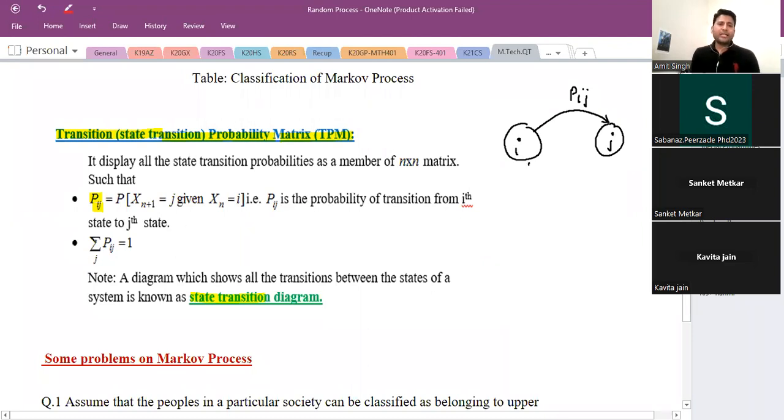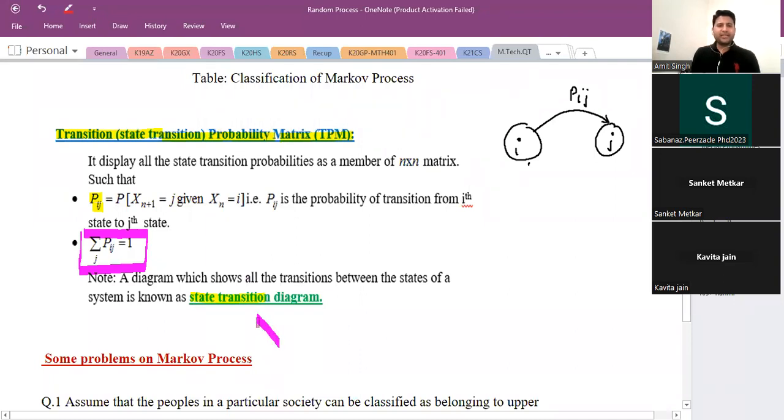Another important point that we should take care of for the TPM is that the summation of all Pij over j is equal to 1. That means the sum of all the rows is 1. The sum of all the rows of the matrix must be 1, as a simple constraint related to probability. Now, this is the transition probability matrix.